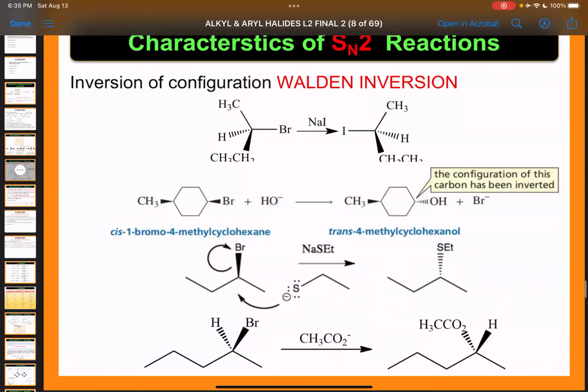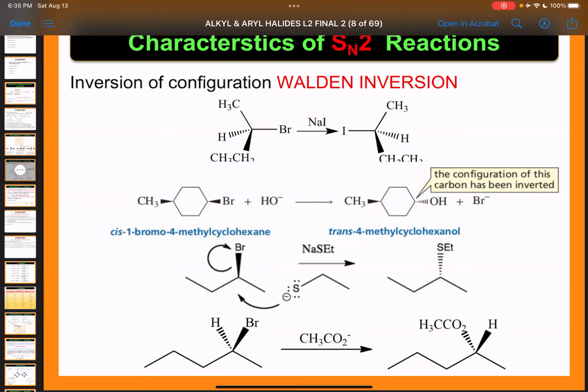Inversion happens in SN2, which has a fancy name: Walden inversion. It happens because the attack of the nucleophile and the departure of the leaving group take place simultaneously, and for that the nucleophile has to approach the substrate from the side opposite to the leaving group. Okay, is it clear? Any doubts in this?